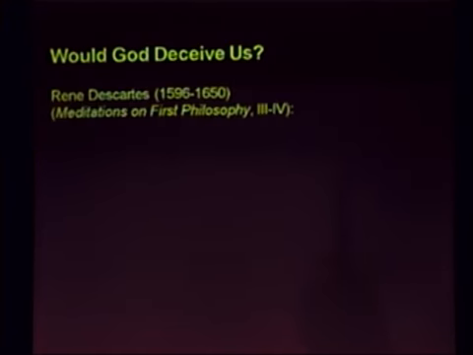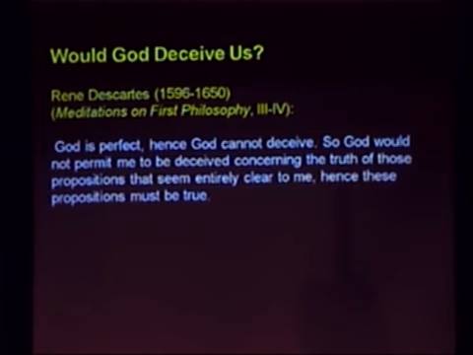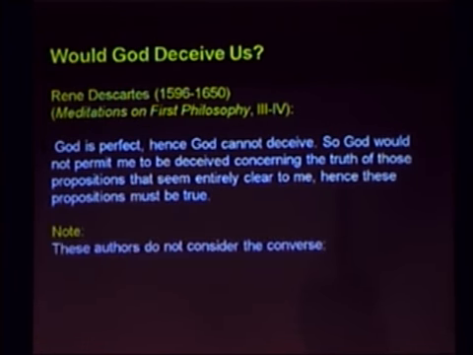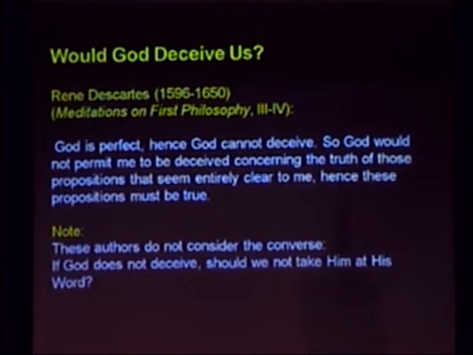And if you go back through history, Descartes, philosopher, he writes, God is perfect, hence God cannot deceive, so God will not permit me to be deceived concerning the truth of those propositions that seem entirely clear to me. So he's arguing my philosophy must be true because it's obvious to me God wouldn't deceive me. Now, one thing that's interesting is that none of these authors consider the converse. And the converse is if God doesn't deceive, should we not take him at his word?